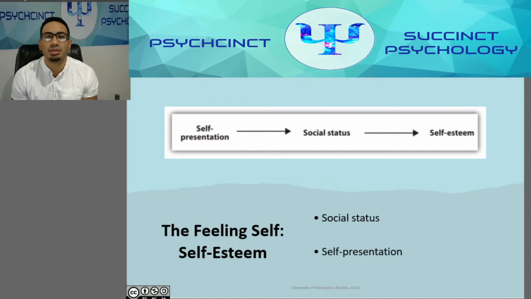Because it's so important to be viewed as a productive and competent member of society, people naturally attempt to present themselves as positively as they can. And the tendency to present a positive self-image of oneself with the goal of increasing your social status is known as self-presentation. And we use self-presentation to try to convince others that we're good and worthy people. And when we're successful at our self-presentation and people view us positively, we increase our social status. And when we perceive that we have high social status, we experience positive self-esteem.